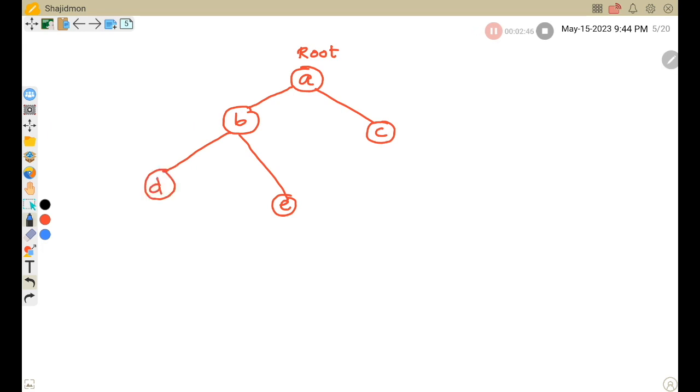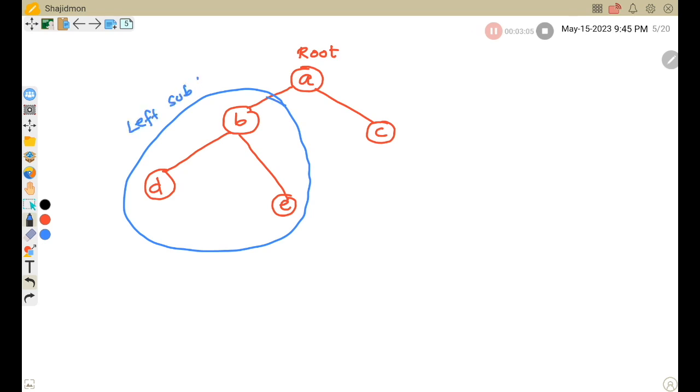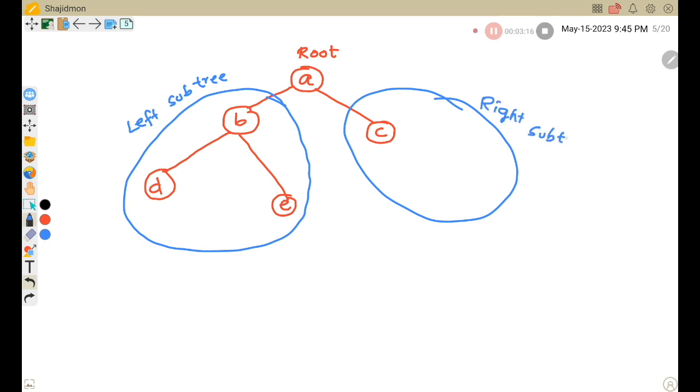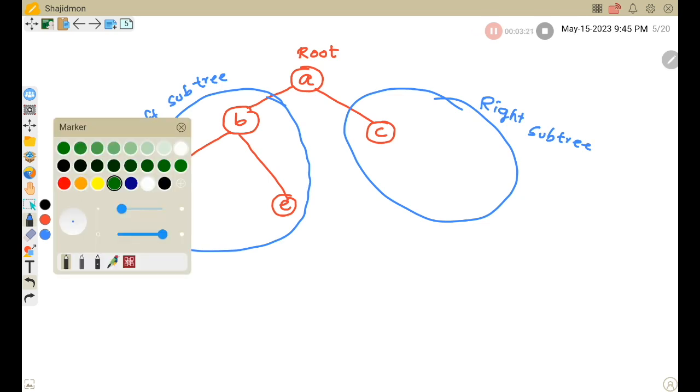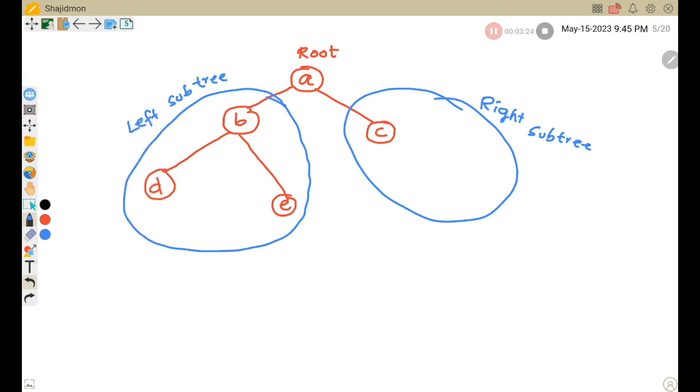Now tree traversal means, as I told, we need to visit each vertex exactly once in a systematic way. For example, in this tree, this is the left part, which we call the left subtree. A subtree means a small portion, here taken on the left side. Similarly, this portion is the right part, the right subtree. Now we need to visit all the vertices exactly once in a systematic pattern.